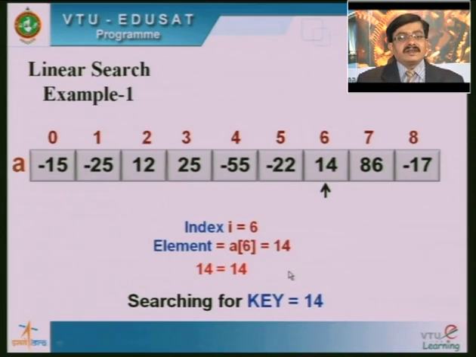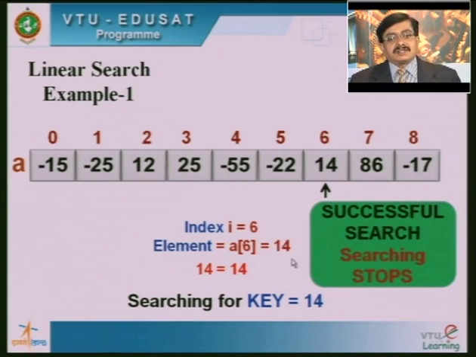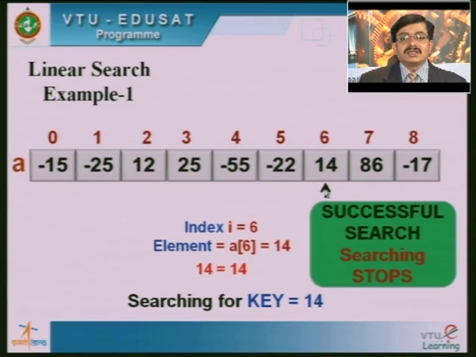But now you see, when i is equal to 6, we are trying to access the element A of 6. A of 6 is 14. The 14 is equal to the 14, the key element which you are in search of. So now we have found the key element. Now the algorithm stops, and we declare that the search is successful. The searching stops at this point of time because we have found the key element.